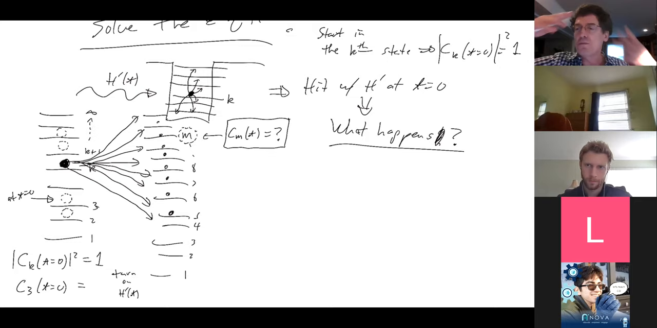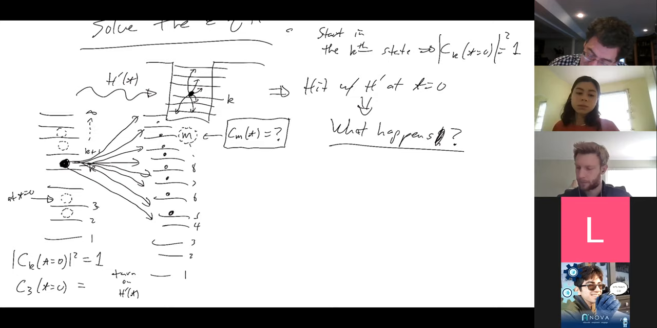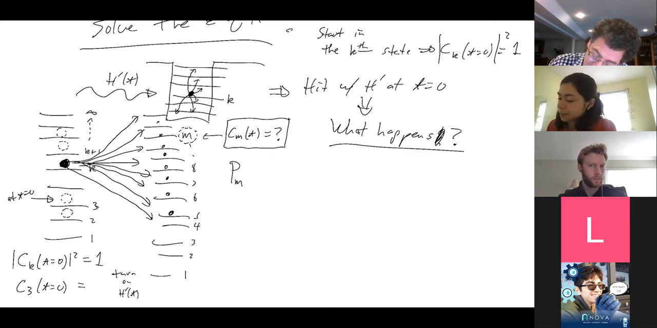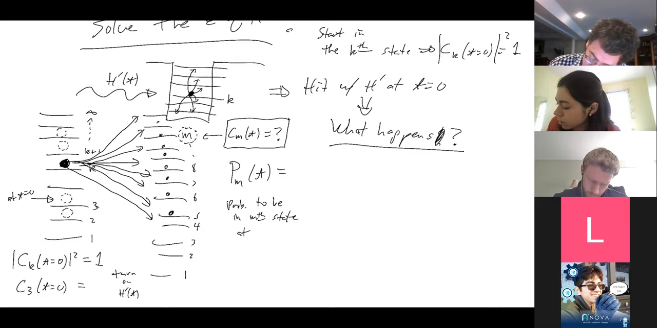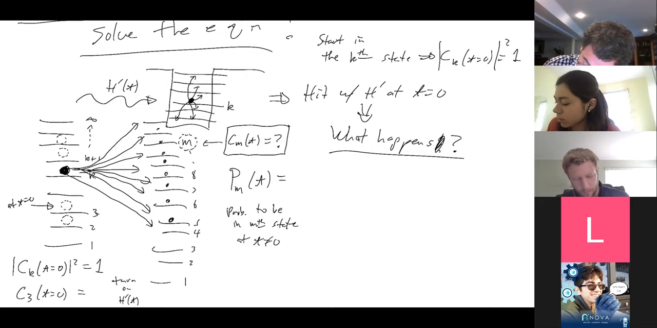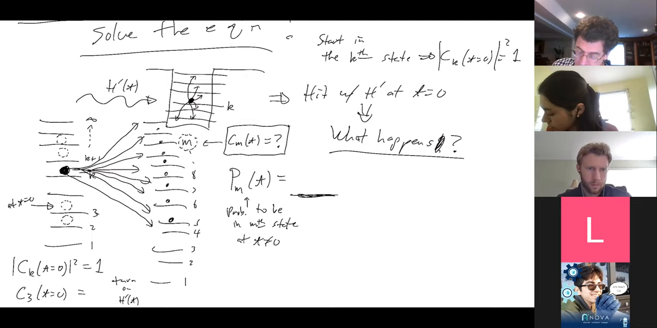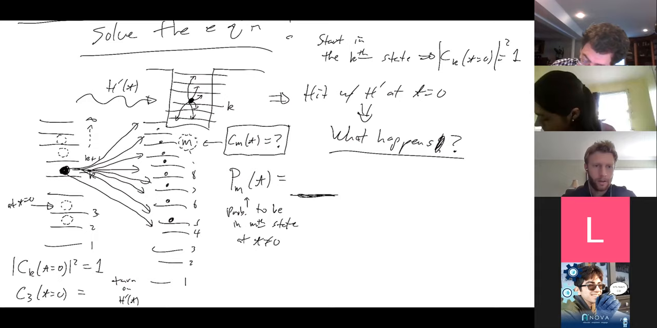That's a very relevant question, because that is the same as asking, what is the probability that the particle has made a transition to the mth state? This is the probability to be in the mth state at t not equal to zero. What is the equation here? It equals what? C_m of t squared. Exactly.